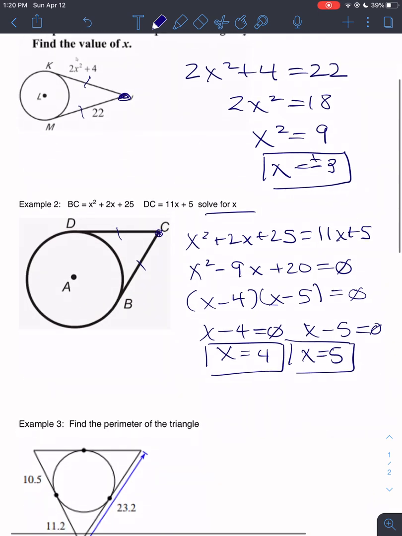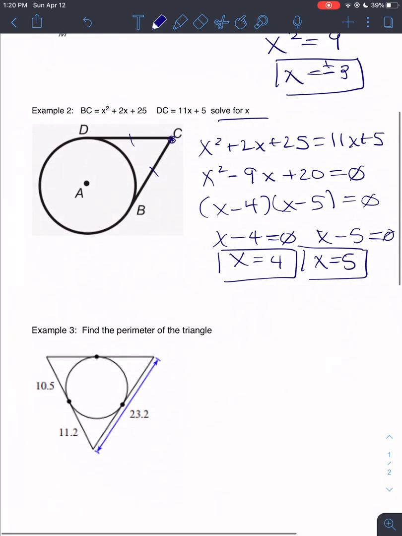All right, one more time. We're going to use the same rule. If you choose a point outside the circle and draw two tangent segments, we know that they're congruent. This question is asking us to find the perimeter of the circle. So if I choose this point outside the circle, draw two tangent segments to the circle, we know that they're congruent. So if this is 10.5, I know that this is also 10.5. If this is 11.2, I know that this is also 11.2.